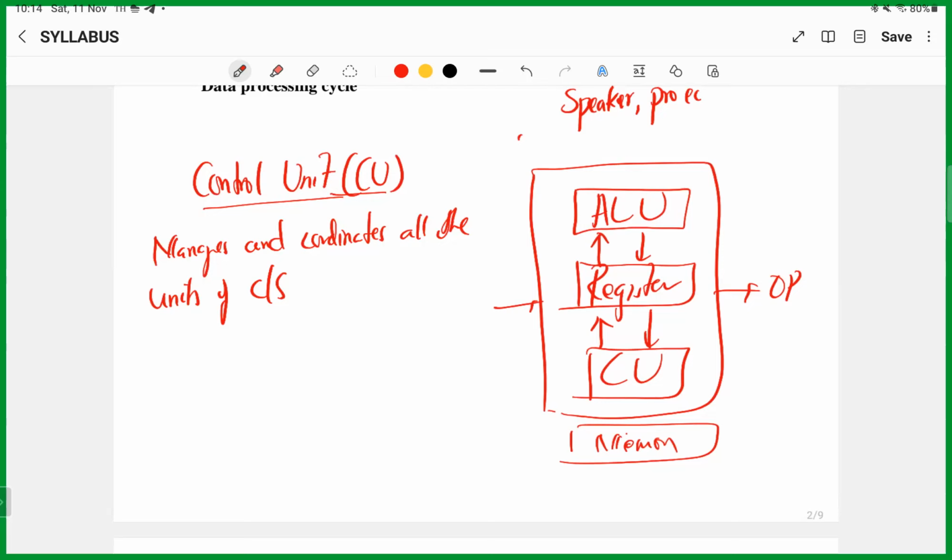Then the last one is memory. What is memory? Memory can be part of the register, no doubt. It can be a part of register, but specifically, memory is something where you store data temporarily or permanently.